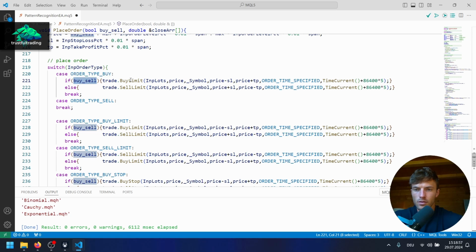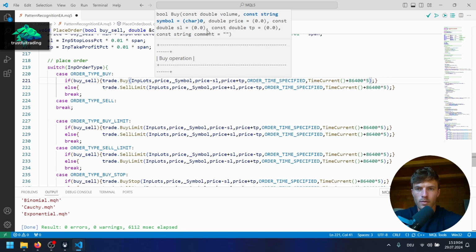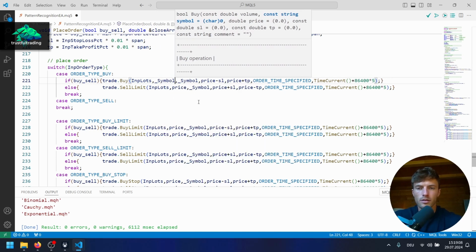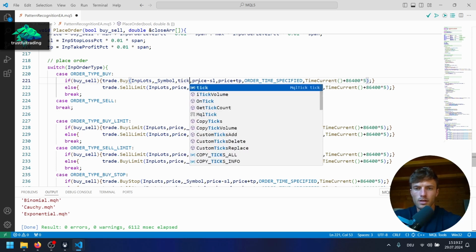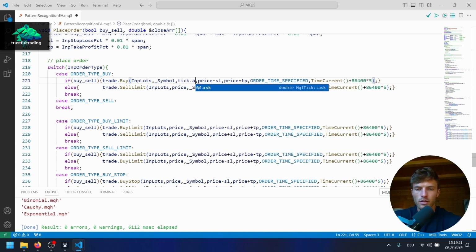If buy sell, we just take a buy trade with the lot size, the symbol here. Yeah, the parameter order is a little bit different. Next, the price. The price is, now we can use our tick variable dot ask. We buy, of course, at the ask price.